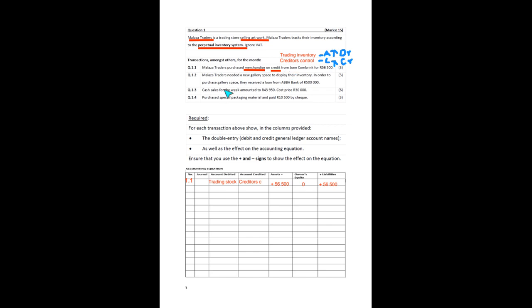Okay. Can we try 1.2? Yes, sir. No problem. 1.2, they said, Malaza, remember we are Malaza. They needed a new gallery space to display their inventory. In order to buy the gallery space, they received a loan from the bank. They received a loan.